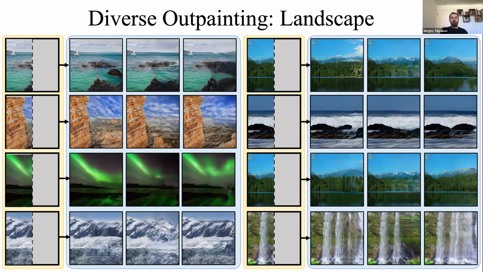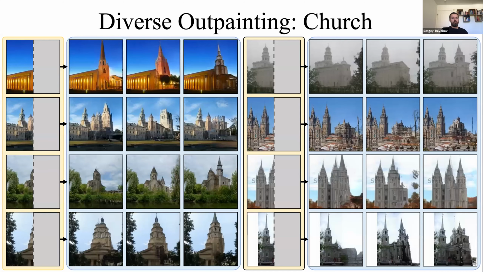So then we can also outpaint churches. We could generate diverse towers. We can generate two, three towers that are diverse.